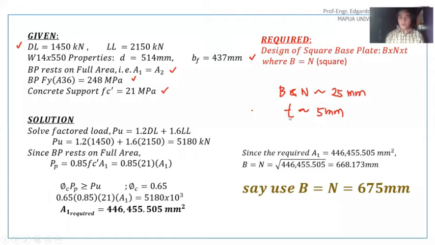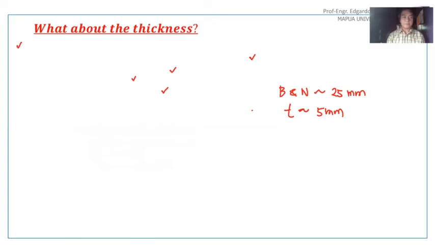Okay. So tapos na tayo sa dimension B and N. Again, nakuha natin yung dimension B and N based from the first mode of failure, which is bearing stress failure sa pedestal. Okay, yung thickness naman, masosolve natin siya by considering the second possible failure, which is bending. No, yung dinerive nating thickness formula. So dun, that was based on bending.